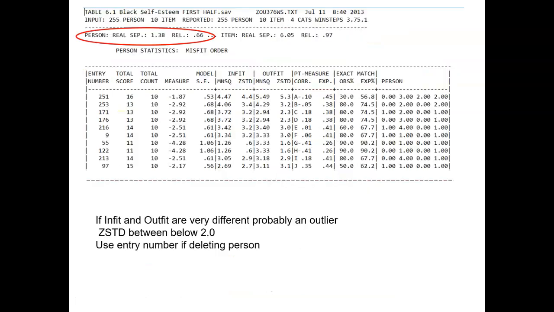We get the same looking table for 6.1, but now we are looking at persons. And so here we get the same thing of entry number. If you want to delete a person, you would be deleting person 251. And we have fit statistics for each person. So how does each person fit the model? And this is where you would find a lot of your outliers.